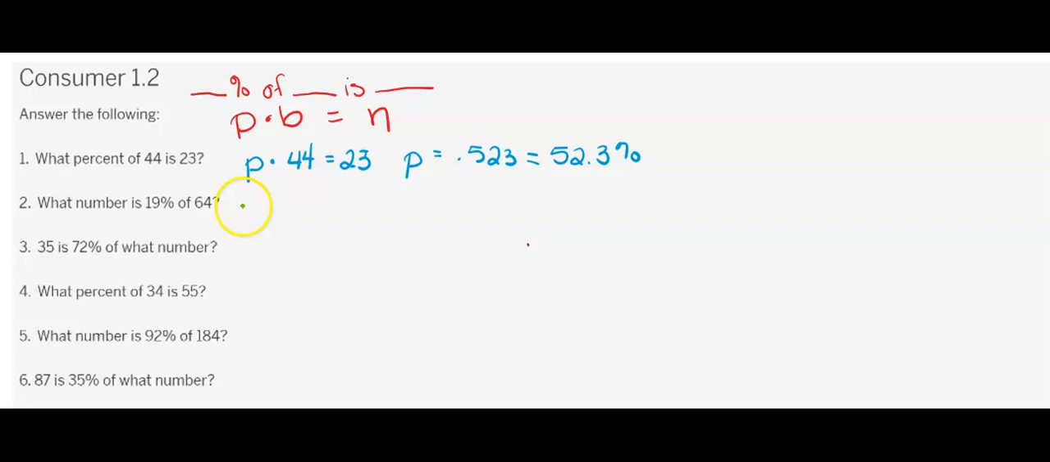Problem 2 says what number is 19% of 64? Well, I know my percent, so I'm going to put that, 0.19, in place of that. Of 64, I know my of, so I'm going to put 64 here, equals what number? That's my n, that's my variable. All I have to do is multiply 0.19 times 64, and I get n equals 12.16.